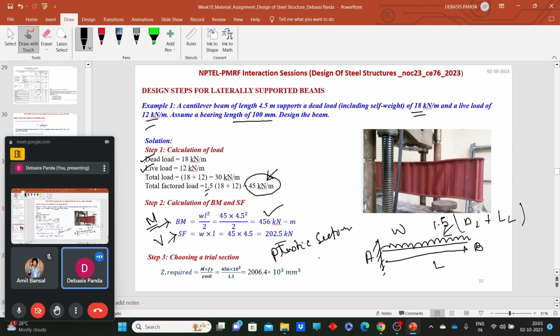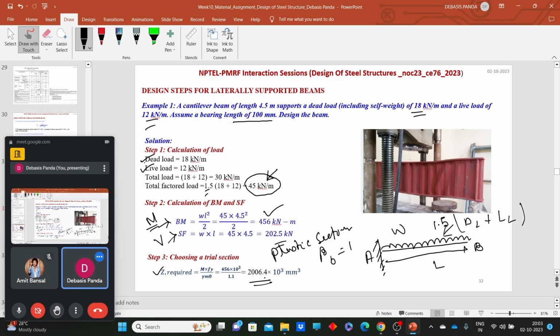So for a plastic section, the beta B value is 1. By using that formula, Z required is equal to M Fy by gamma M naught. So here we have found that our required plastic sectional modulus is 2006.4 into 10 Q mmq.